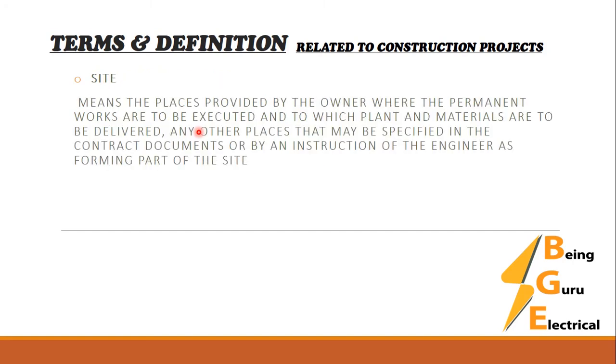Site. Site means the place provided by the owner where the permanent works are to be executed and to which plant and material are to be delivered. So, site is the place where the construction is to be done and where the material are to be delivered and stored. Any other place that may be specified in the contract document or by an instruction of the engineer is forming part of the site. So the site area should be specified in the contract document and it is specified by the engineer.